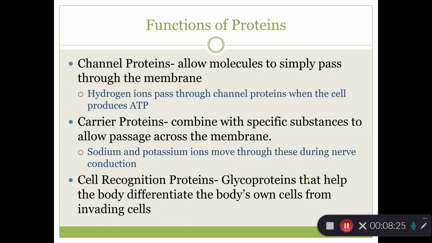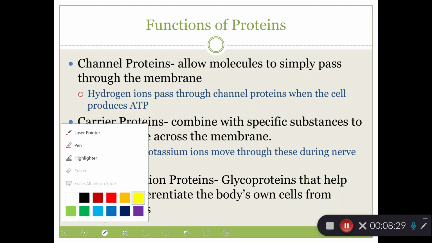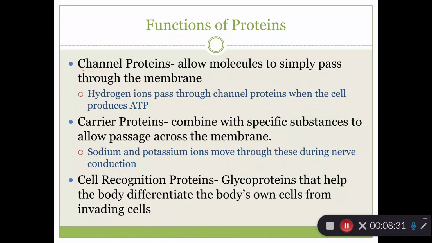Okay, so we have channel proteins. They do just what they say they do. Channel proteins are going to allow some molecules to simply pass through. It's like a channel. Come on in, hydrogen ion, go out, hydrogen ion. Carrier proteins combine with specific substances, so they bind with something and they open and close. Sodium and potassium ions move through these during nerve conduction.